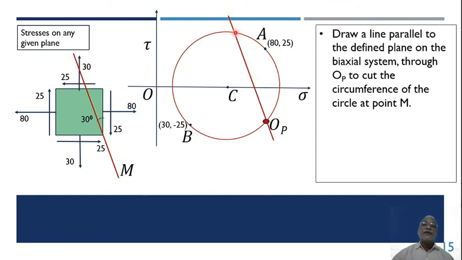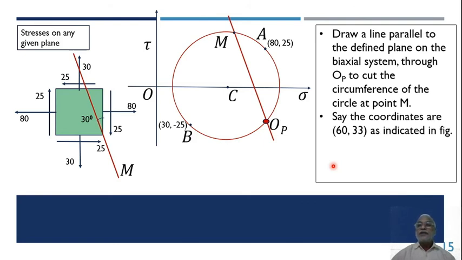Now here you have got a point. That point I am calling M, because the plane is M. The plane is represented by a point on the Mohr circle, so that also we'll call M. Okay, that is the point M. Now when you have a circle, obviously the coordinates are there, and let us say the coordinates are 60 and 33. I have arbitrarily taken the values. It is not the exact one. You have to solve the problem for exact values. Just for explanation's sake, I have taken some values. So say it is 60, 33 as indicated.